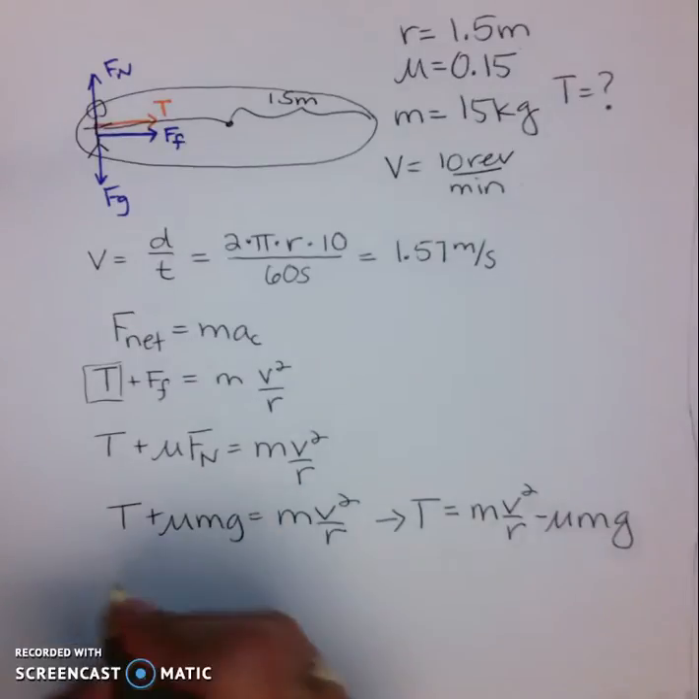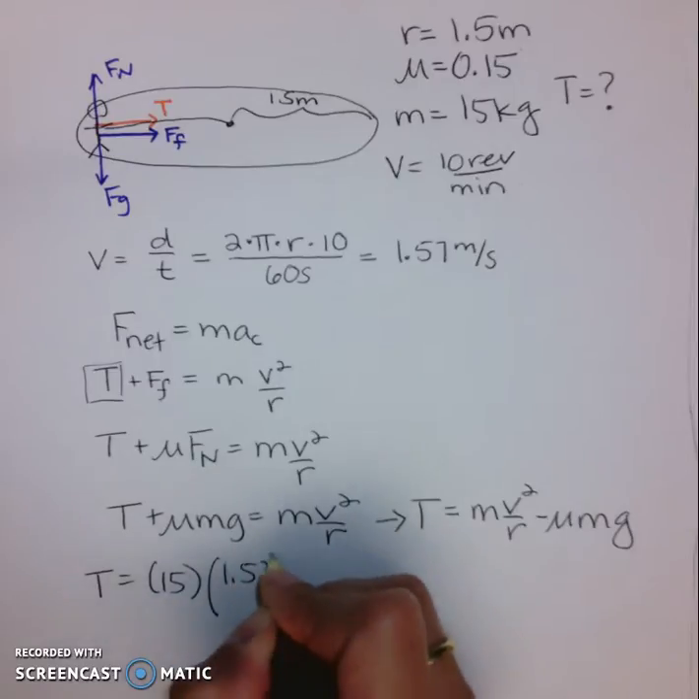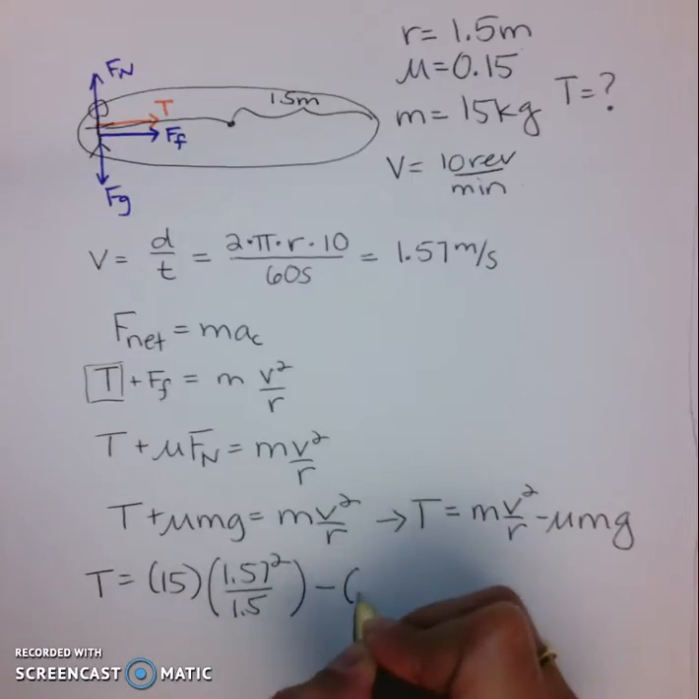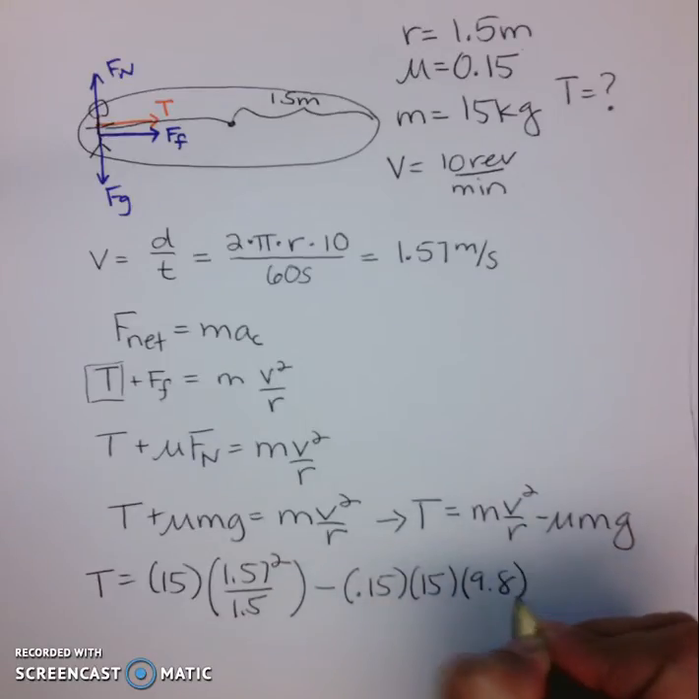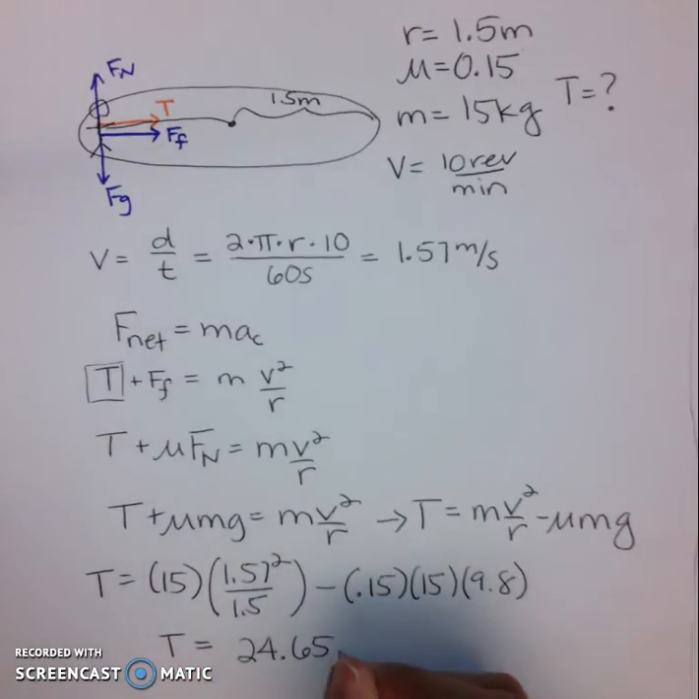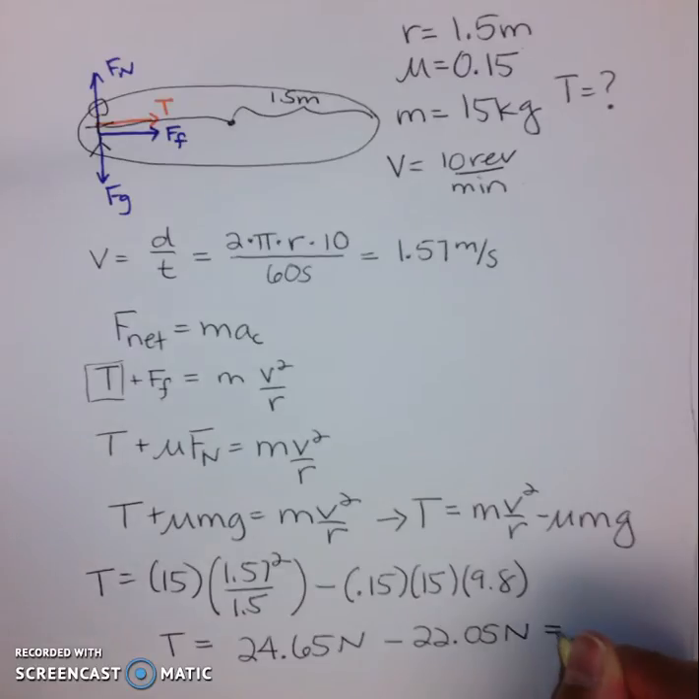So I get tension is equal to 15, v is 1.57 squared, r is 1.5 meters, minus 0.15 times 15 times 9.8. And when I do this math, this turns into 24.65 newtons minus 22.05 newtons, which gives me a final tension for the child is 2.6 newtons to exert on the rope. And that's it.